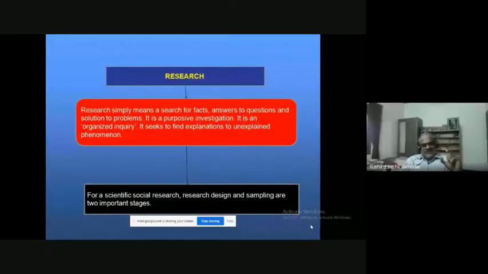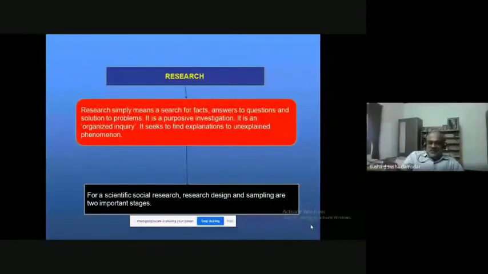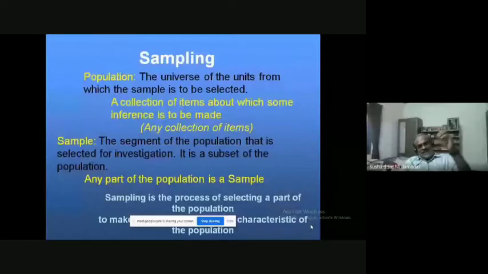If we collect data, or the study is fully based on secondary data, the collection of secondary data is also a type of survey. So in this context, where to collect the data? Data has been collected from the respondents. And all the members, all the units of study constitute population. So population is a very important term in sampling.